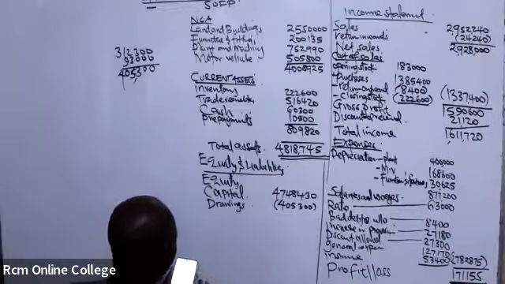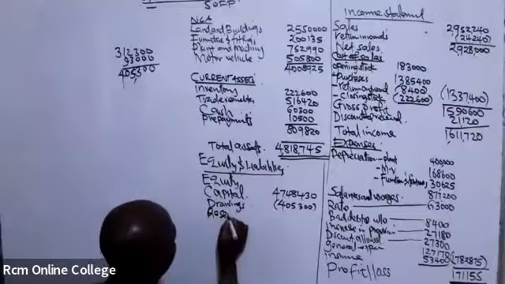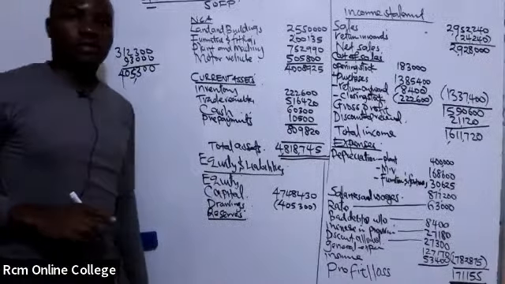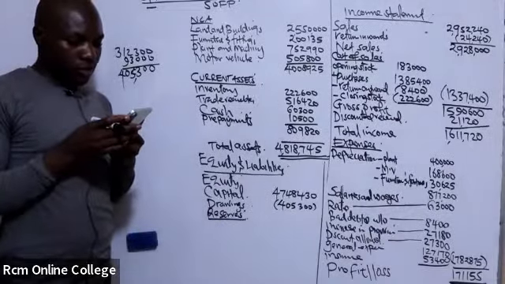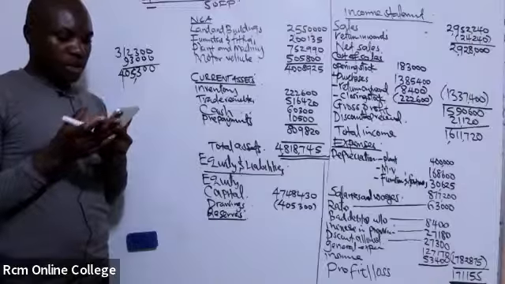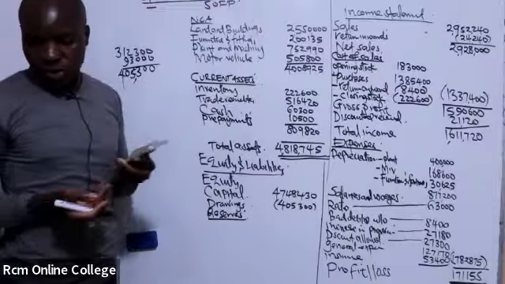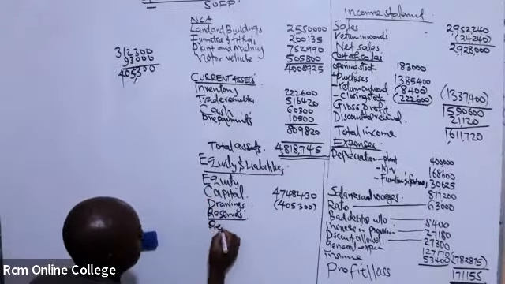Then, do we have reserves? Reserves include revaluation reserves, share premium, if we have that. So do we have share premium? There's nothing like share premium. This is not a public company. So the only thing we are going to have here is the retained earnings, right? We talk about retained earnings.